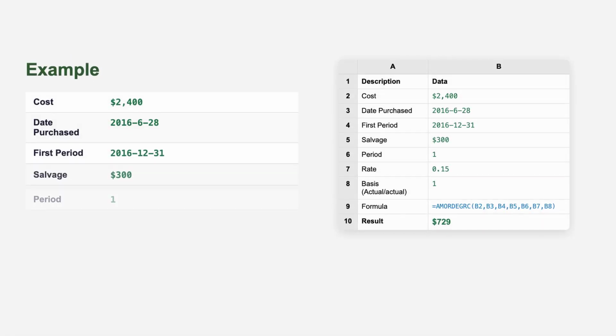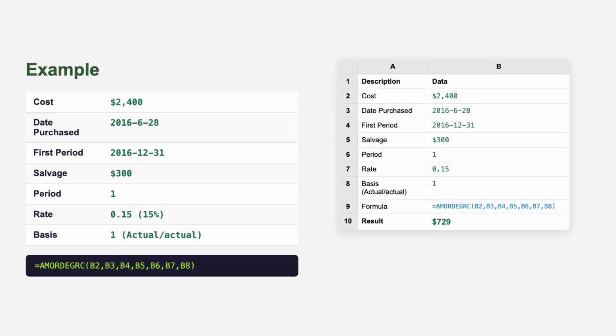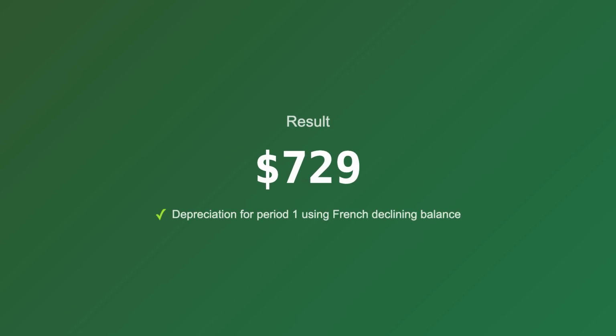Here's an example. We have an asset costing $2,400 purchased on June 28, 2016, with a first period ending December 31, 2016. The salvage value is $300. We want period 1, the rate is 15%, and we use an actual over actual day count basis. The AMORDEGRC function returns $729. This is the depreciation amount for period 1 using the French declining balance method with the appropriate coefficient applied.